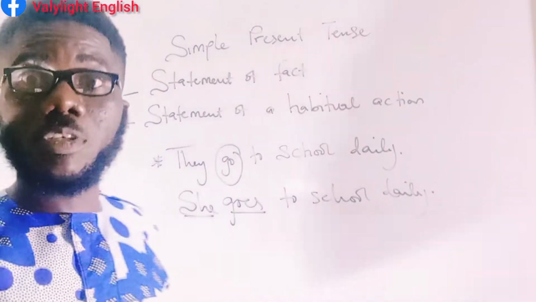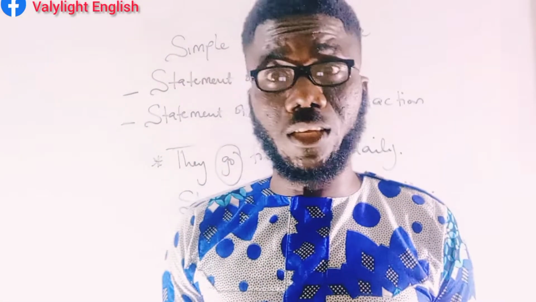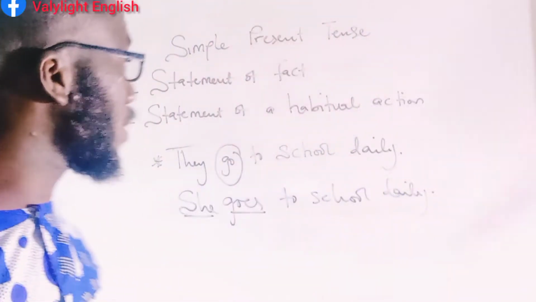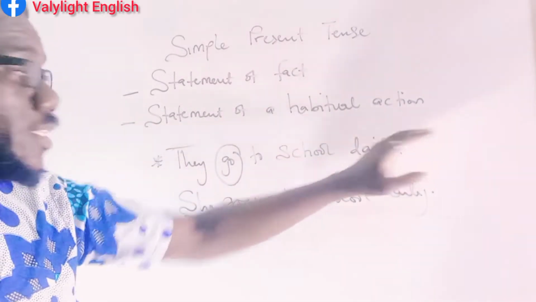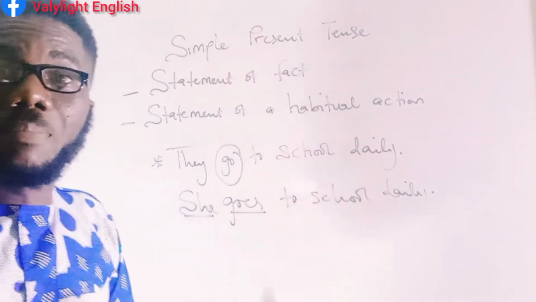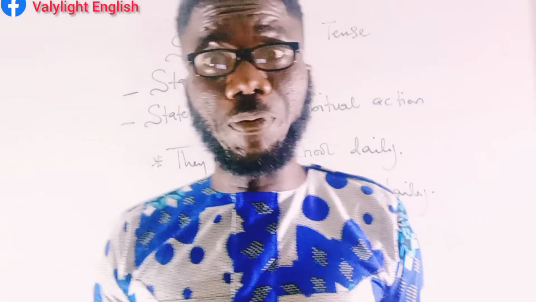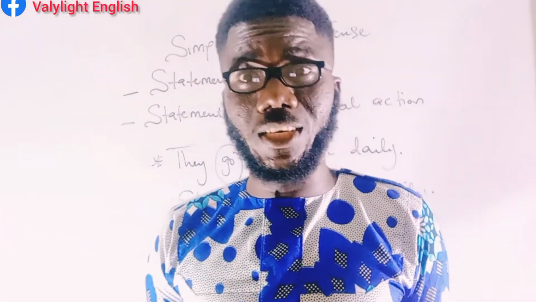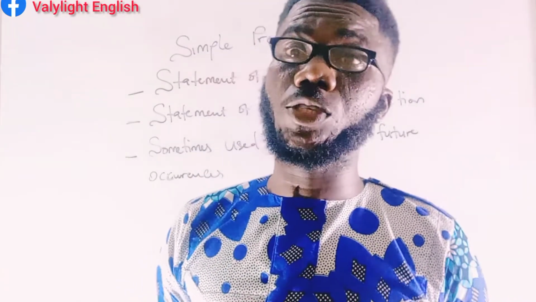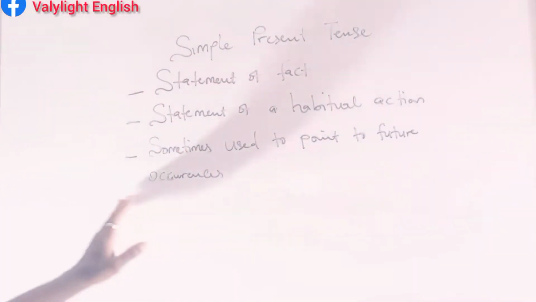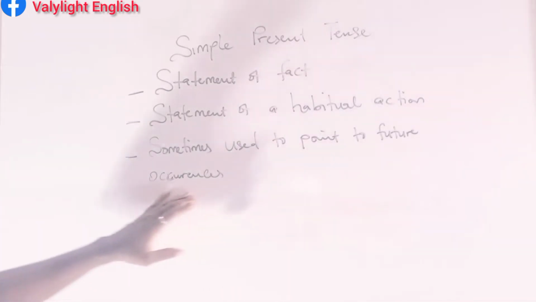So the sentence that we have on the board is in the simple present tense form. That is why we say that you make use of the simple present tense form when you are stating a habitual action. And the action here is habitual, meaning that it is something that happens repeatedly, occasionally, and often. Also take note that there are situations where we make use of the simple present tense form to point to future occurrences.